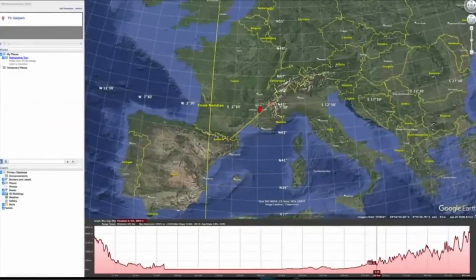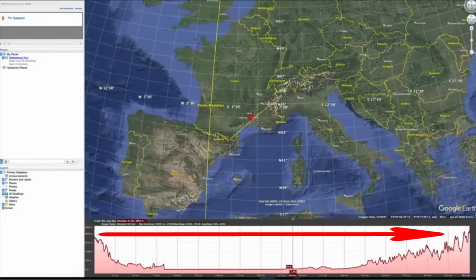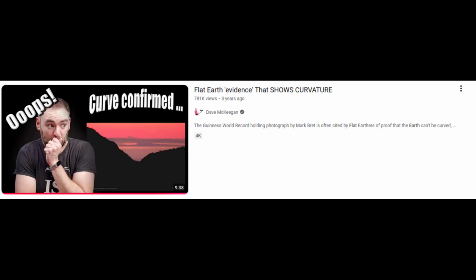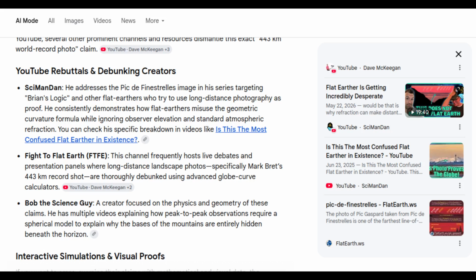Among many blunders that Brian Logic made, he showed the elevation profile from Finistrel to Pic Gaspard in Google Earth, which should clearly make Pic Gaspard always visible if Earth was flat. The subject that it should always be visible with refraction has been addressed many times by many people. I won't follow quite the same rebuttal path as everyone else.